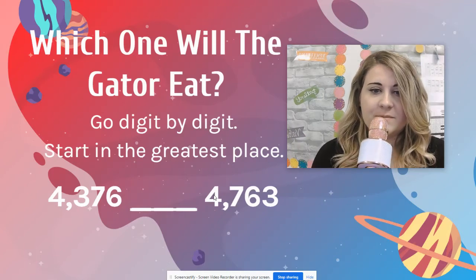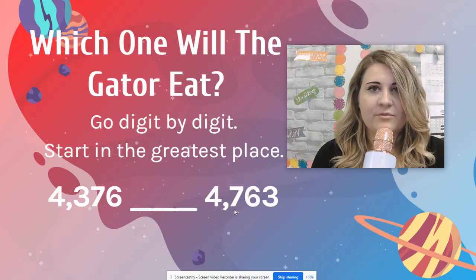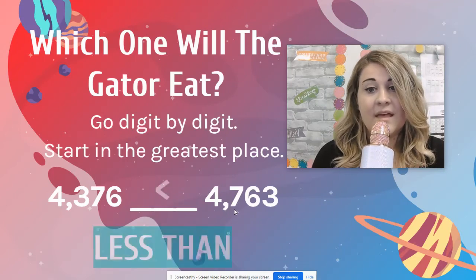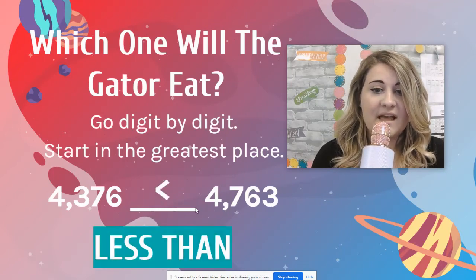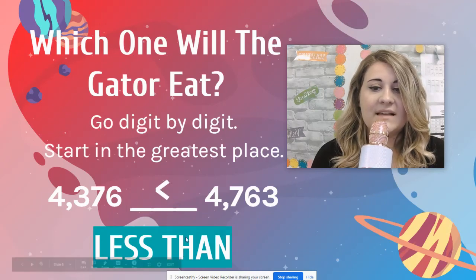We have to go to the hundreds place. Good. And here we have a 3 and we have a 7. So I can stop here because they're not the same. And I can say to myself, which one is bigger, the 3 or the 7? The 7. So the gator's going to eat the 7. This symbol is less than because it looks like an L, okay?